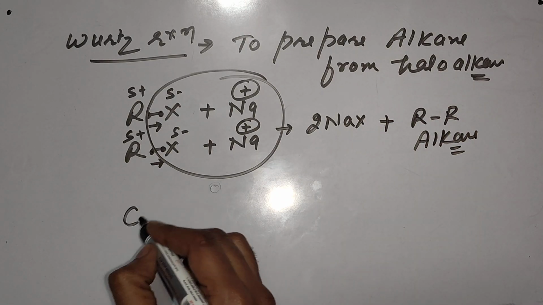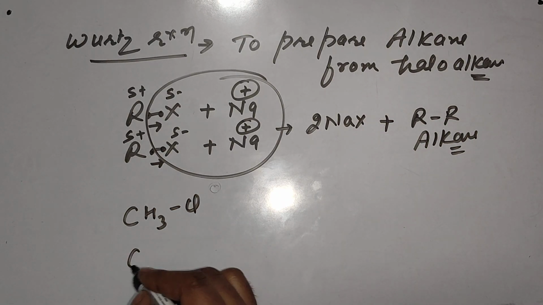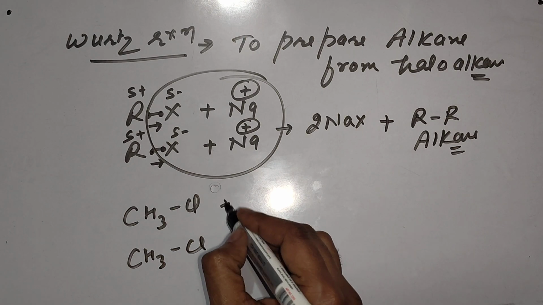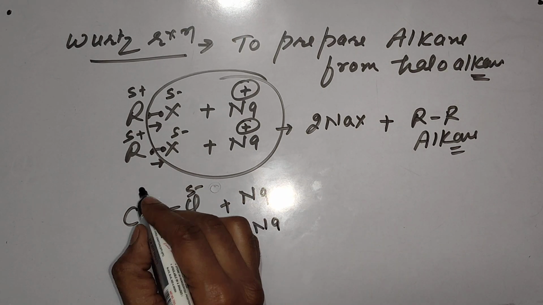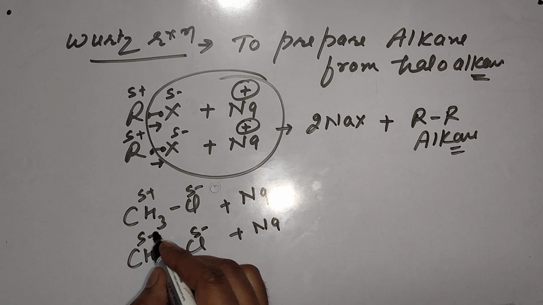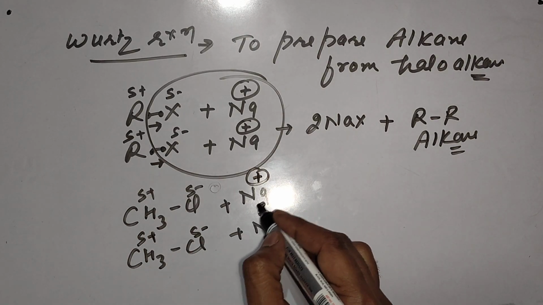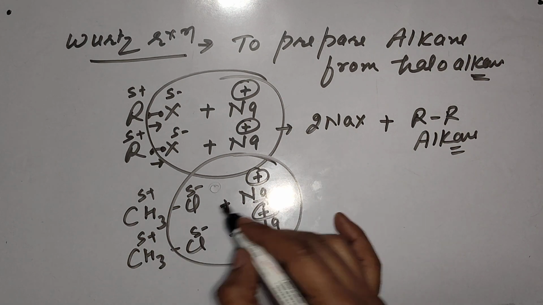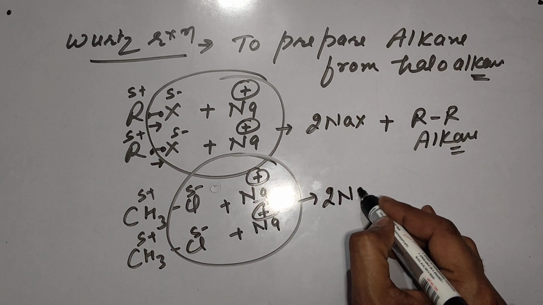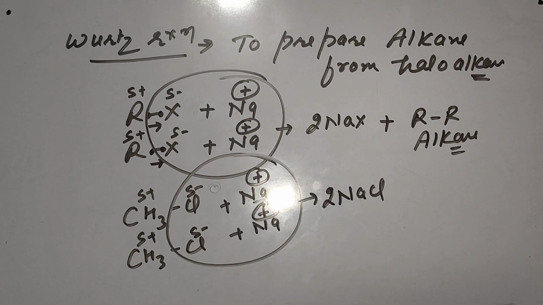For example, CH3Cl, CH3Cl. If we are showing Wurtz reaction, this is negative, this is positive, this is negative, this is positive. These are positive particles. Na positive will attack the negative, so just break the bond. 2NaCl will be eliminated and these carbons combine.